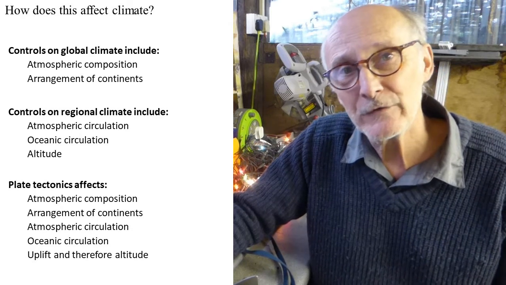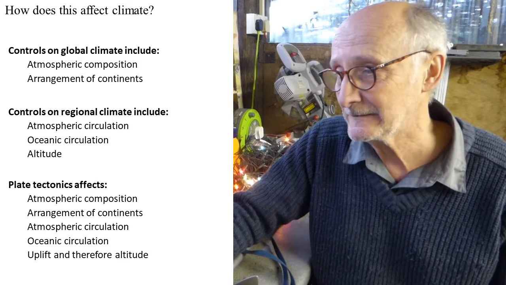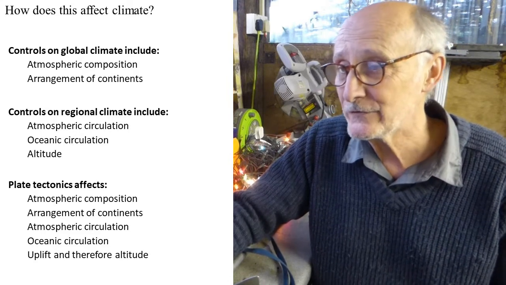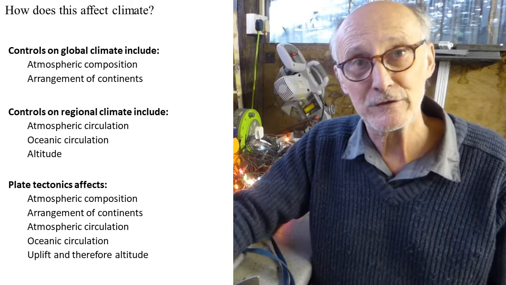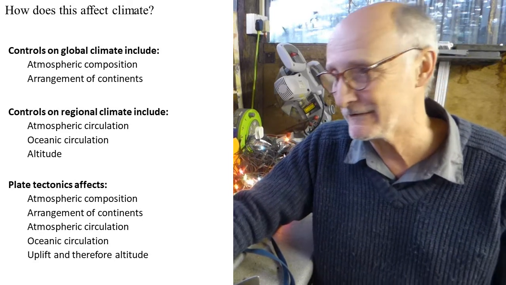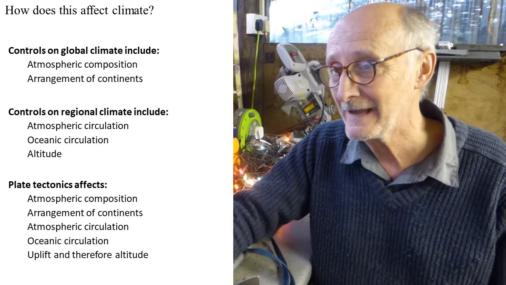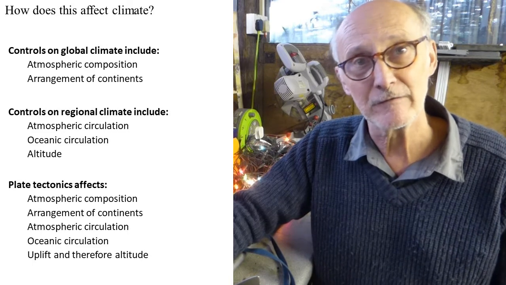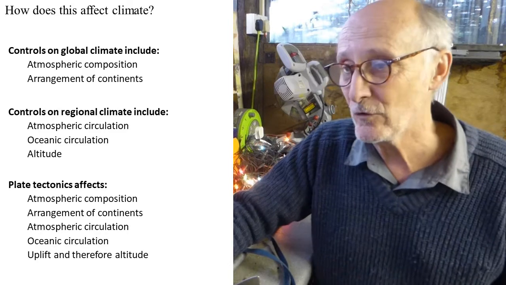Just think about what the controls are on climate, both at a global scale and at a regional scale. Some of the biggest things that you think about when you're talking about the controls on global climate, you might think, for example, about atmospheric composition, the composition of the atmosphere. That's one of the big things that controls climate. How much carbon dioxide is there in the atmosphere, for example. That's a major control on global climate. Another big control on global climate is the arrangement of the continents, and we've encountered that in a variety of different contexts previously in the course, and I'll say more about that in just a second.